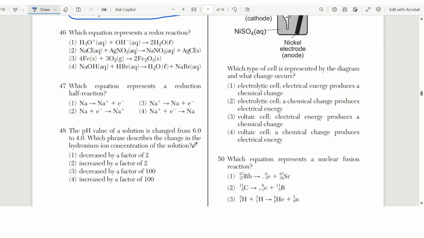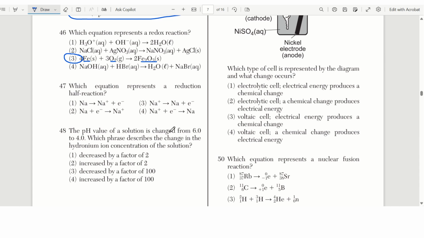Number 46. Which equation represents a redox reaction? Well, the easiest way to look for a redox reaction is to look for single elements on one side that are combined in a compound on the other side, like this: single element on one side, but a formula on this side. That means oxidation numbers had to change. Okay?